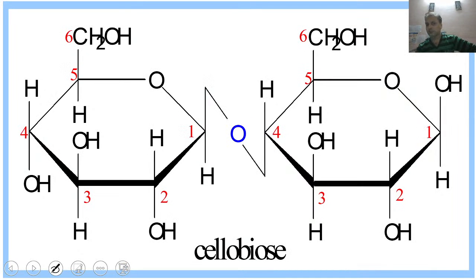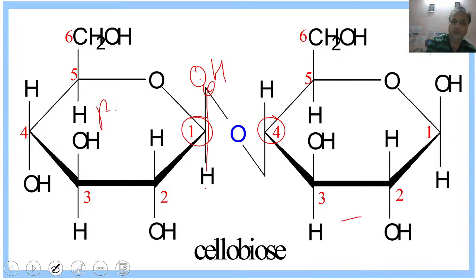Similarly, in case of cellobiose, if you see it, carbon number 1 and carbon number 4 are going to form a bond. This is alpha type, the OH will be here because you can see H is here, so OH will be here. In this case the OH will be on the top. So this is a beta type of sugar. This is also a beta type of sugar. Why is it beta? Because the OH is on the top. So when the OH is on the top, it is called beta. Here also beta, here also beta.